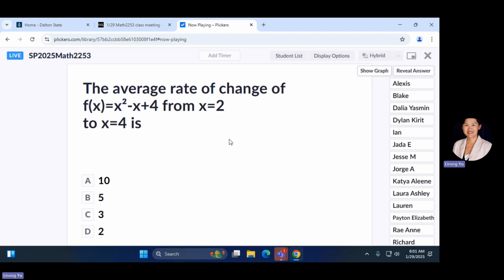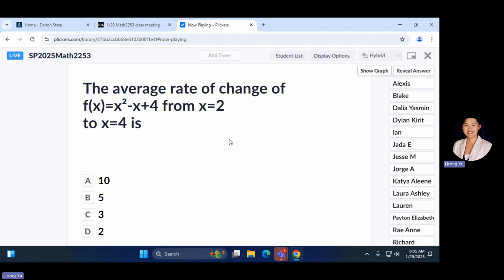However, we're talking about slope with a curve, so we don't have y1 or y2, but we have two x values. So that's going to be our x1, x2. x1 is 2, x2 is 4. So how do we calculate slope? You're going to first calculate the y value for f of 2 and f of 4. So you're going to have two y value calculations. Once you have that, you can then follow the slope calculation.